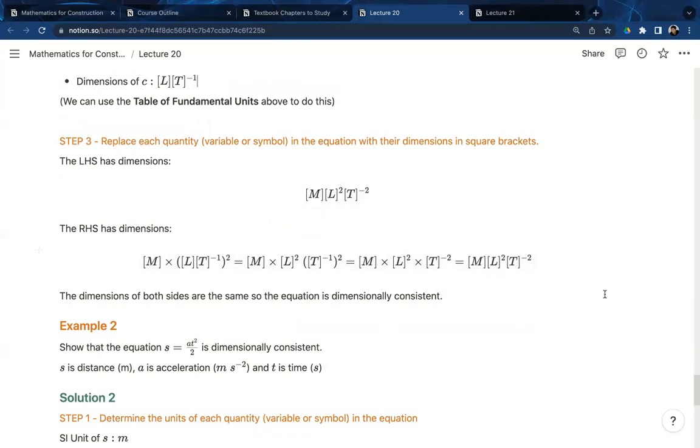Typically, we tend to write it in alphabetical order. So this is not in alphabetical order. Alphabetical order would be L, M, T, but multiplication is commutative, right? It doesn't matter if it's M L squared or L squared M. It's the same thing. So the order is not important. What is important is that each dimension is raised to the correct power.